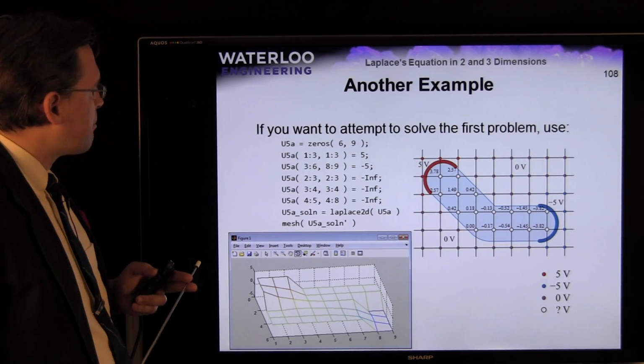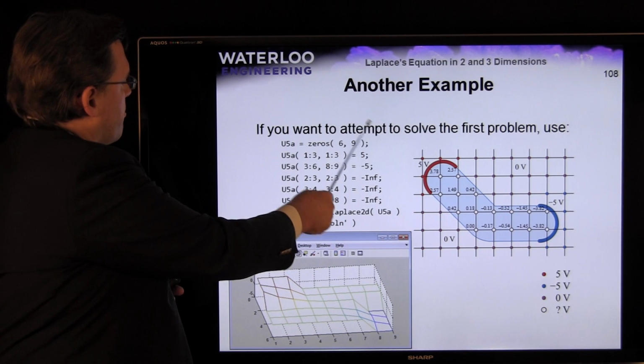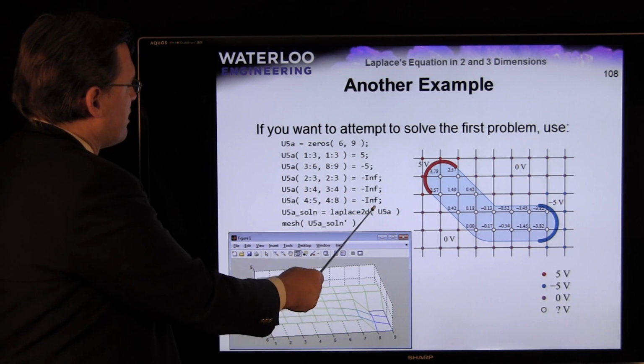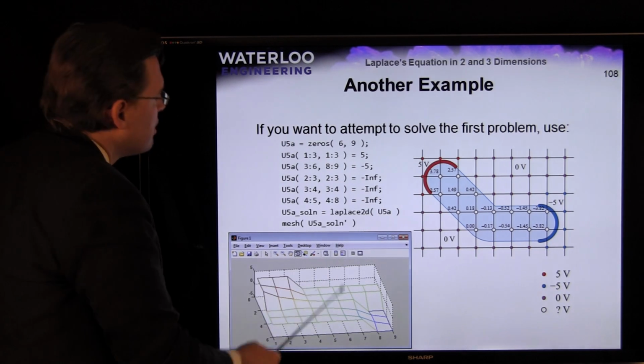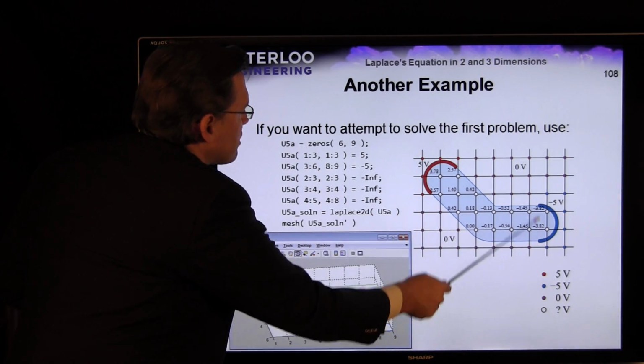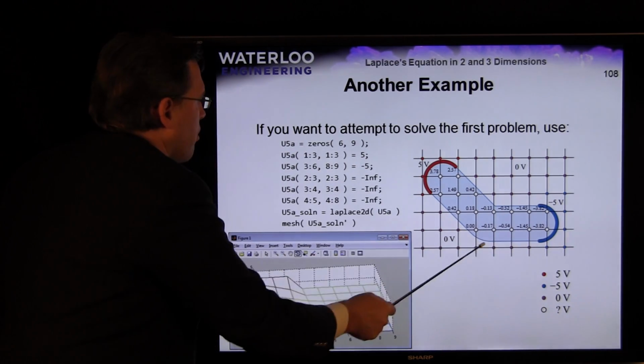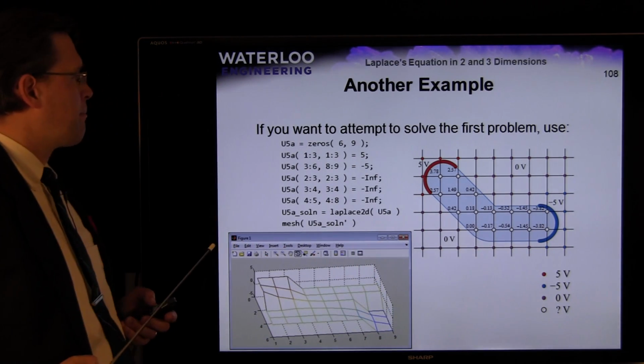So, for example, here is the matrix that we would pass in to Laplace 2D. This sets all of these points to 0, all of these points to 5, and all of these points to negative infinity.